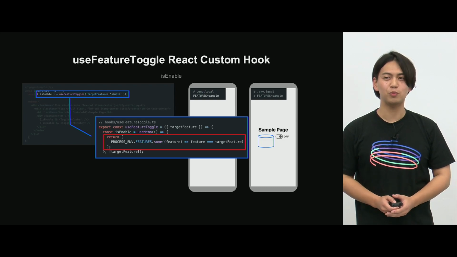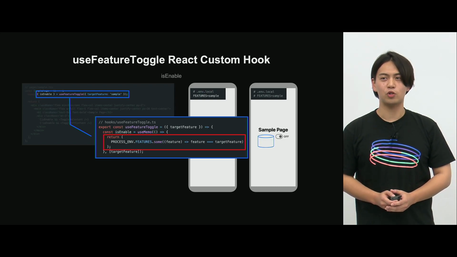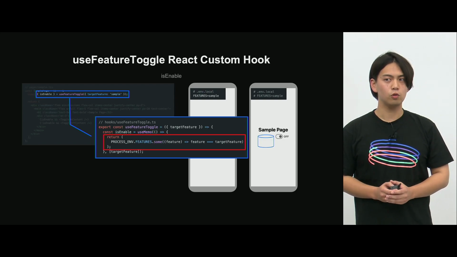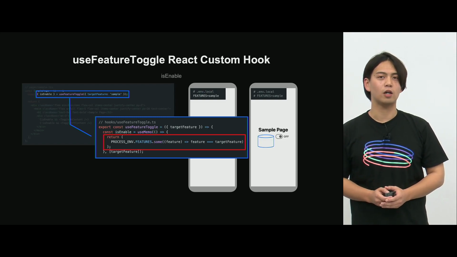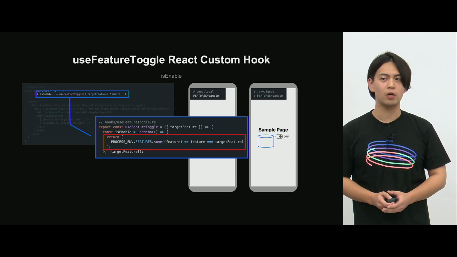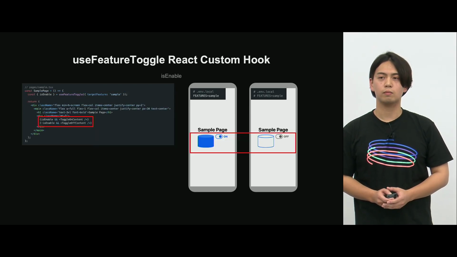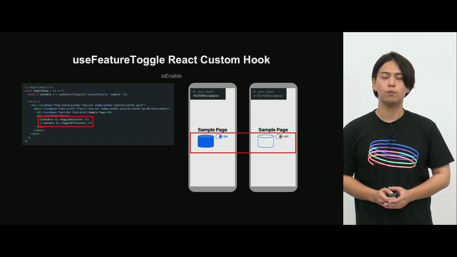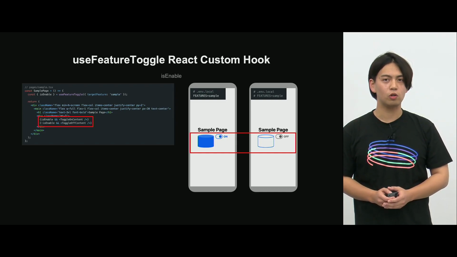So what is the internal implementation? It's very simple. The isEnabled logic itself is very simple. In the hook, the targetFeature option passed as an argument is compared with the environment variable set in FEATURES, and if they match, isEnabled is set to true and the toggle is turned on. If the FEATURES environment variable is commented out and not set, the toggle is turned off. This allows the toggle to be switched by isEnabled.